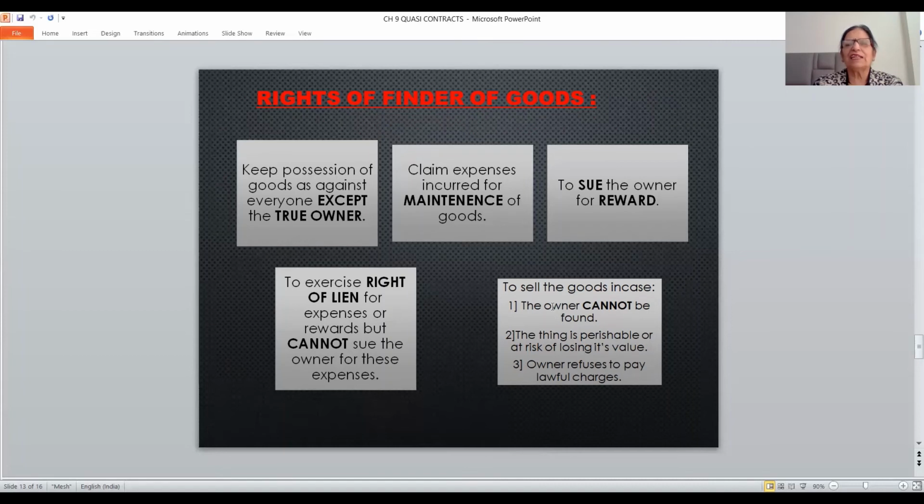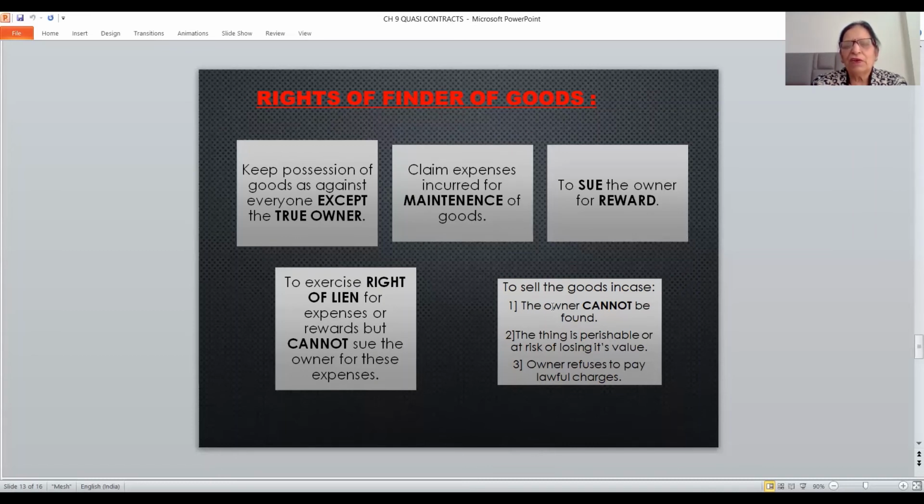And now the last right about which I'm going to talk, friends, is the right to sell the goods. The finder has the right to sell the goods in which cases? Where the owner is not traceable, the owner could not be found out. Or the item is perishable, say milk or fruits, and if the finder keeps them in his own custody, then with the expiry of time the goods will get perished because they are of perishable nature. Then also he has the right, if he wants, he can sell them.